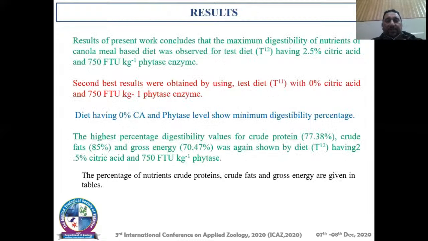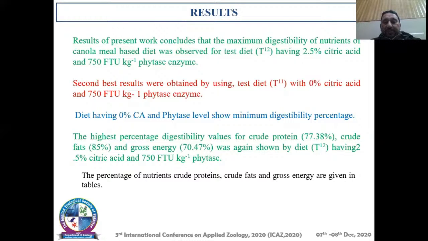Results of the present work show the maximum digestibility on the T12 diet, which has 2.5% citric acid and 750 FTU of phytase enzyme. The second best results were obtained by using the test diet T11, which has 0% citric acid and 750 FTU of phytase enzyme.